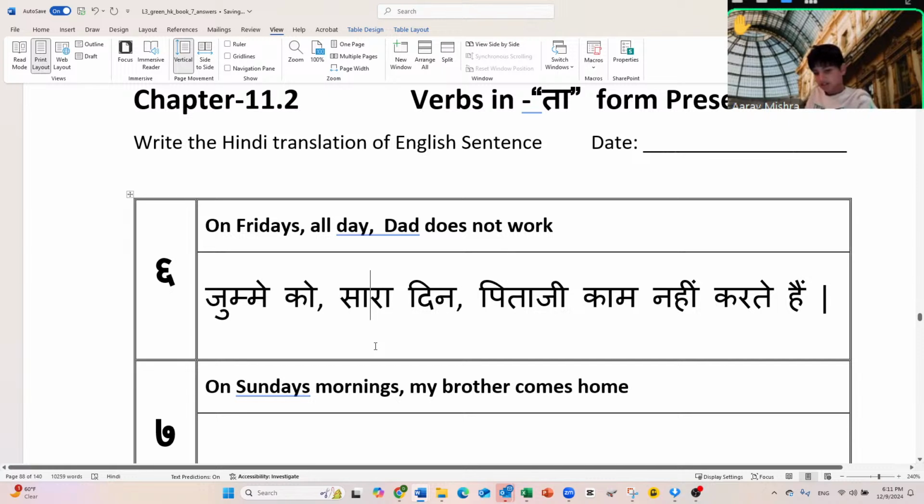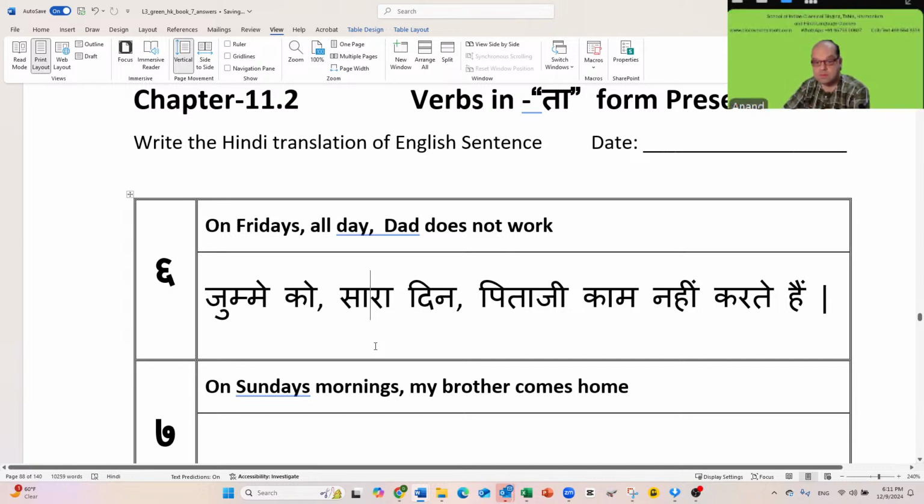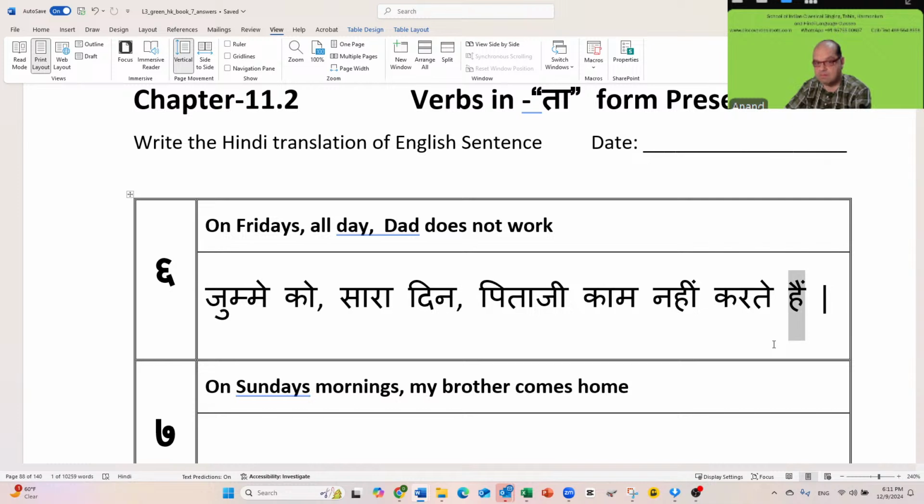What do you mean by negative or something? So what I said is, instead of this sentence, instead of hai, if we put the, what would it mean, Ara? जुम्मे को सारा दिन पिताजी काम नहीं करते थे. So what does that mean? Before, on Fridays all day Dad did not work. So what is he doing now? Is he working on Fridays or not? When I put the sentence the.